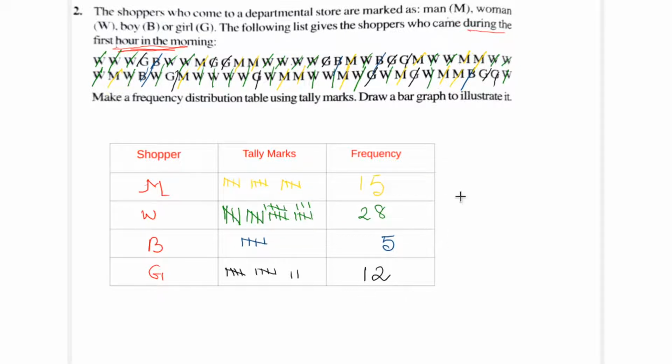Okay, so now these are the frequencies for man, woman, boy and girl. Frequency means how many times, say frequency for M means how many men came to the shop. There are 15 men who came to the shop. So the frequency for M is 15. Now by using this frequency distribution table, we have to make a bar graph.